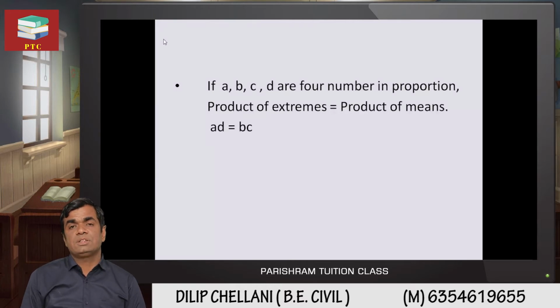Next condition is that 4 numbers are in proportion, that is A, B, C and D. In this condition, the product of extremes, meaning first and last, will be same as product of means. Product of means means the intermediate numbers. So AD will be equal to BC.